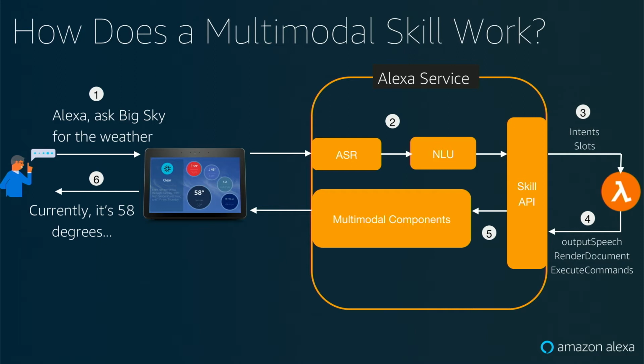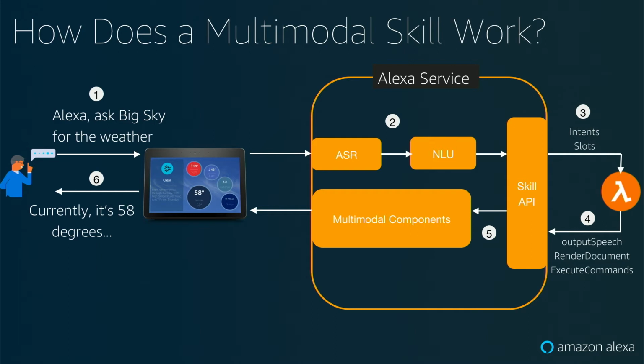bring up weather information. That goes into what we call Alexa service, which is what sits behind all of these devices. We do some speech recognition, that's the ASR box there. We run some natural language understanding models on that information, and then turn it into a series of intents and slots. Think of intents as the actions that Alexa wants the skill to take. So in this case, it might be get weather intent.